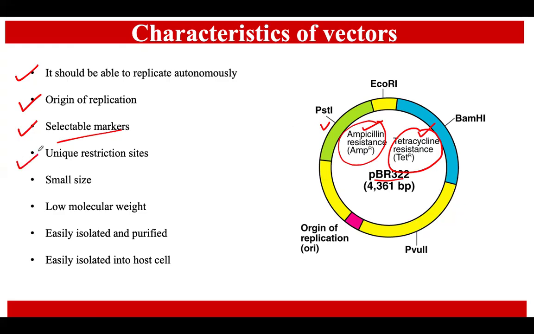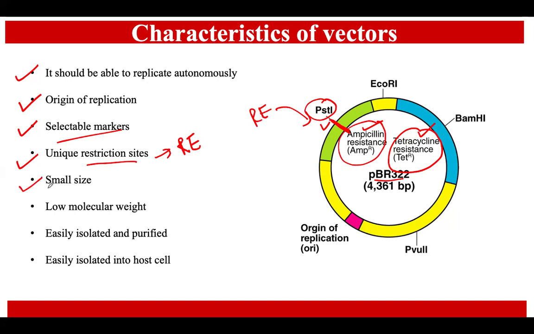Now, a vector should also have unique restriction sites. Now, what is a restriction site? Restriction sites are the sites which are acted upon by their respective restriction enzymes, and a cut is made over there. For example, in this case on the figure, PstI is one of the restriction sites present. So the corresponding restriction enzyme, when it comes, is going to make a cut over here. And the cut that is made is going to be used for the integration of the desired gene into it.